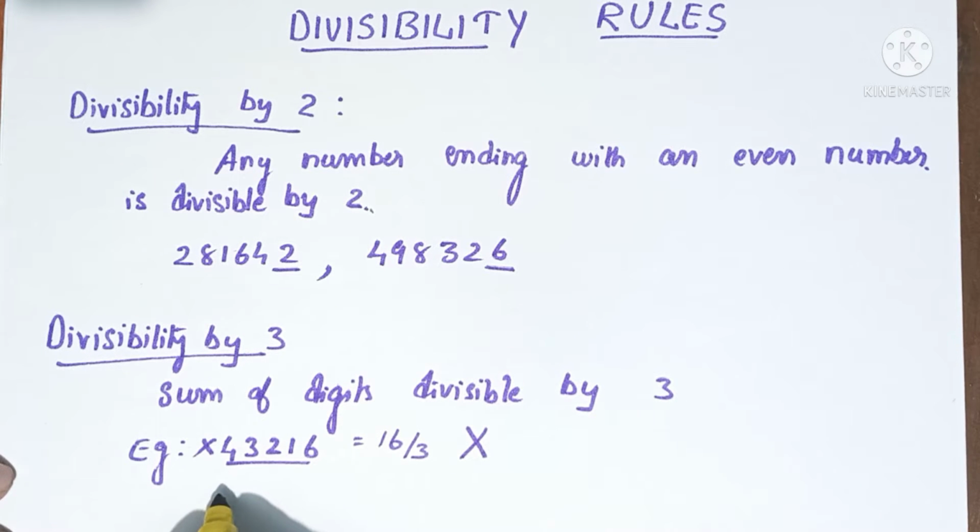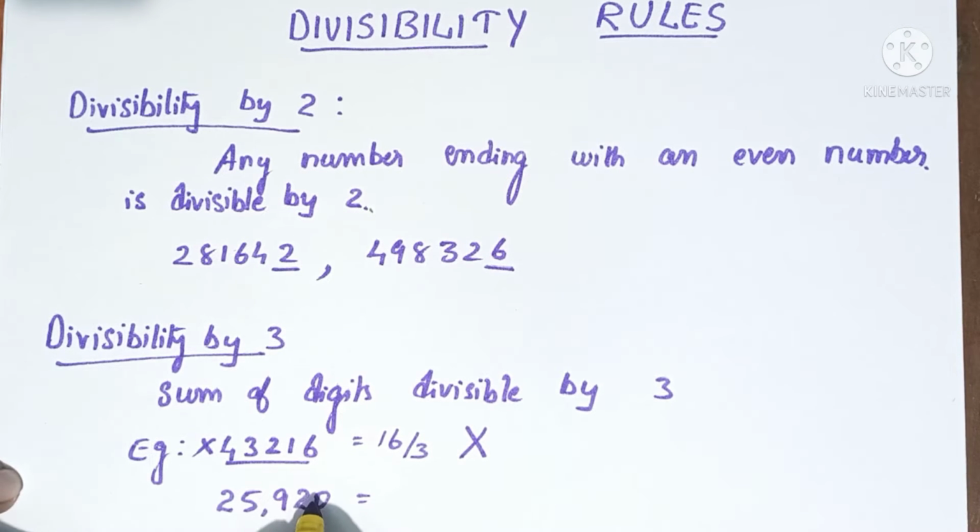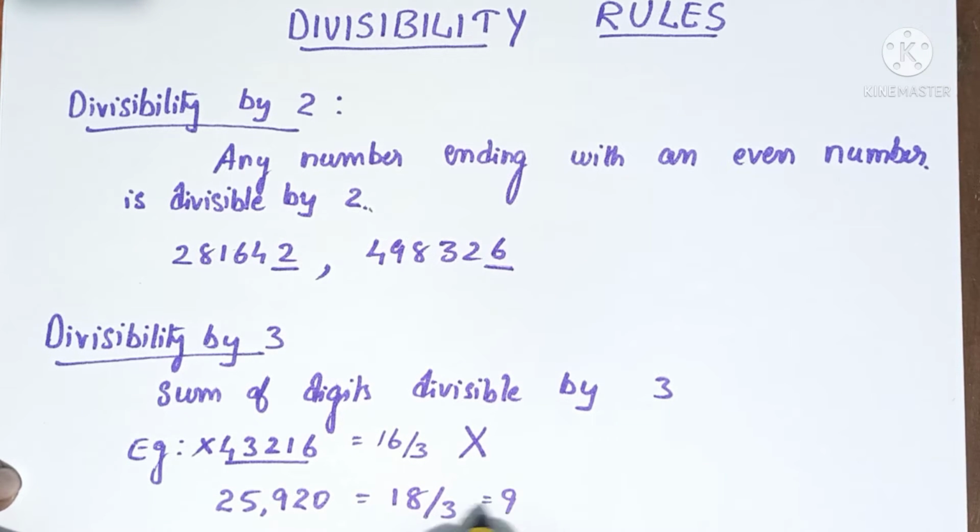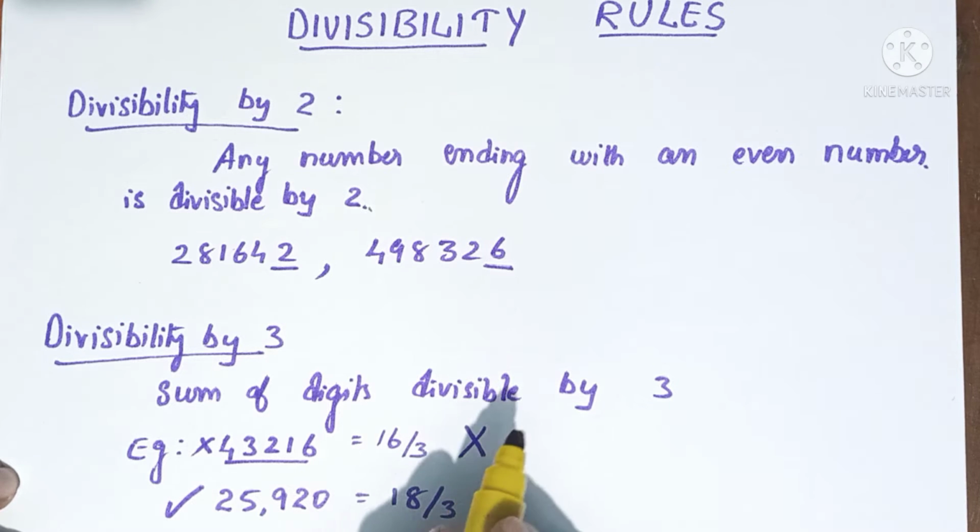Let's see another example. 25920. We have to add all the digits of this number. So 2 plus 5 is 7. 7 plus 9 is 16. 16 plus 2 is 18. Is 18 divisible by 3? Yes, 18 is divisible by 3. So this number is divisible by 3. So this is the divisibility rule by 3. If the sum of the digits is divisible by 3, then that number is divisible by 3. Clear?